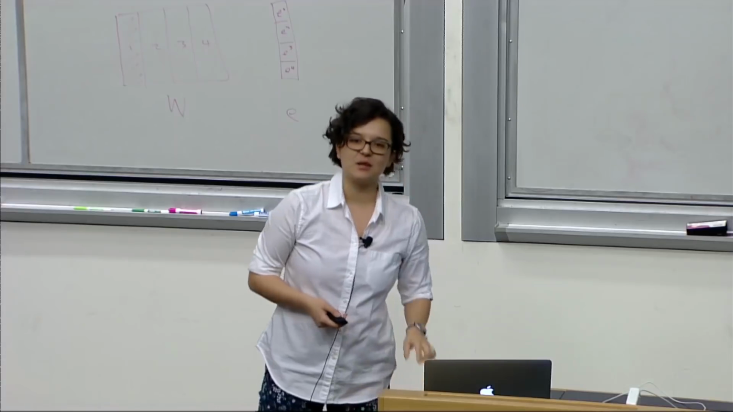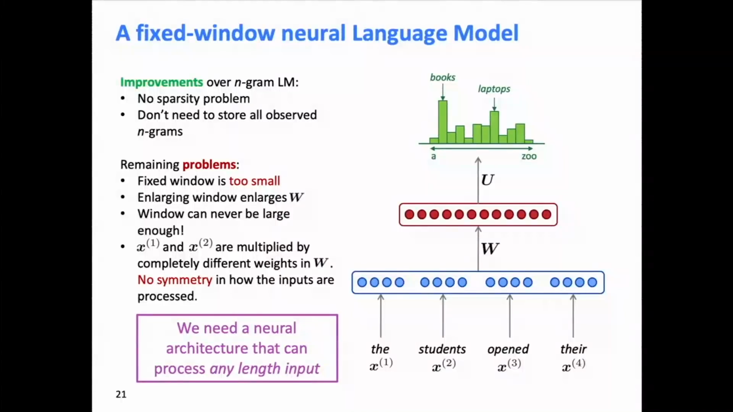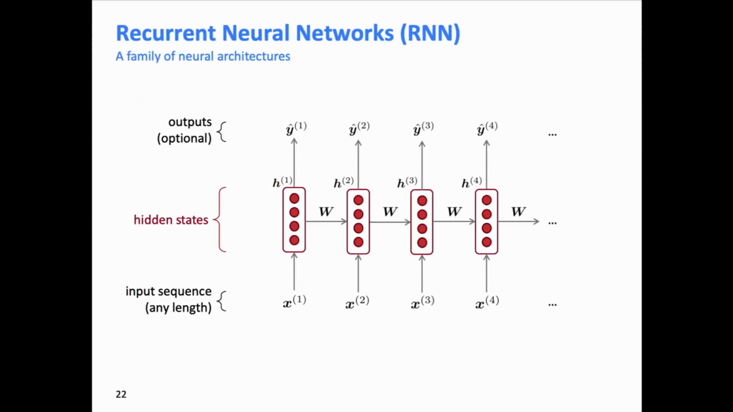So in conclusion, I'd say that the biggest problem that we've got with this fixed size neural model is that clearly we need some kind of neural architecture that can process any length input, because most of the problems here come from the fact that we had to make this simplifying assumption that there was a fixed window. Okay, so this motivates us to introduce this new family of neural architectures called recurrent neural networks, or RNNs.